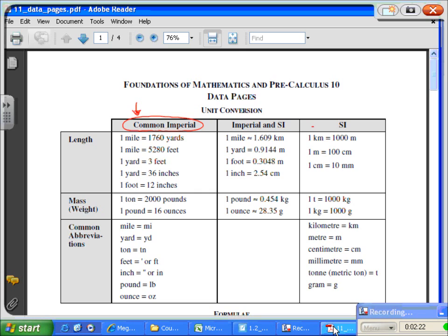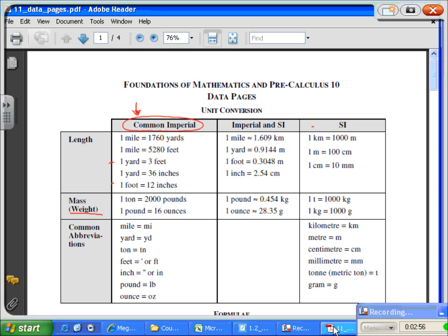1 mile is equal to 1,760 yards. Down here a yard is equal to 3 feet. 1 foot is equal to 12 inches. That one you might already know. Those are the ones we're going to use most often. The ones below are talking about mass. So a ton is equal to 2,000 pounds. A pound is 16 ounces. We're not going to be using the ones that are listed here for mass very often at all. Most of our units that we're dealing with are length units, so the top column.